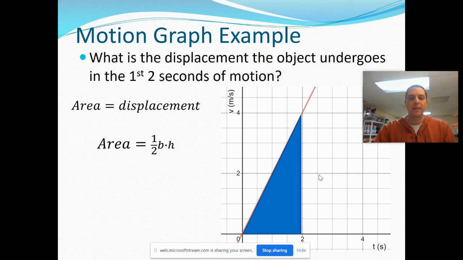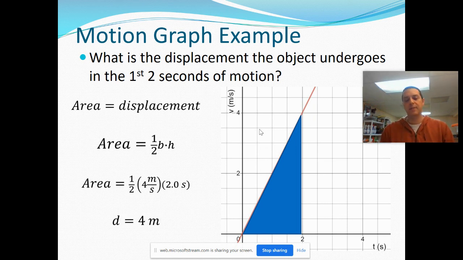We're going to try to find the area under the curve here. If we're trying to find the area of a triangle, it's 1/2 base times height. Our base here is 2 seconds, and our height is 4 meters per second. So we're going to calculate the area of this triangle, which is 1/2 times 4 meters per second times 2 seconds, and that gives us a value of 4 meters. This is how we take areas under the curve in order to find out a value that would be given by that.